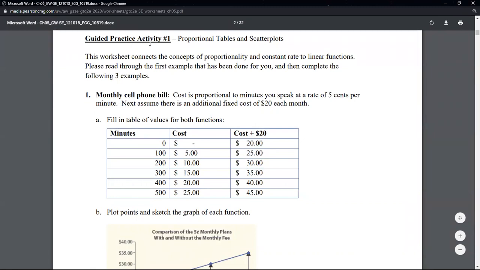All right, guided activity 1. This worksheet connects the concept of proportionality and constant rate to linear functions. Please read through the first example that has been done for you and then complete the following 3 examples.